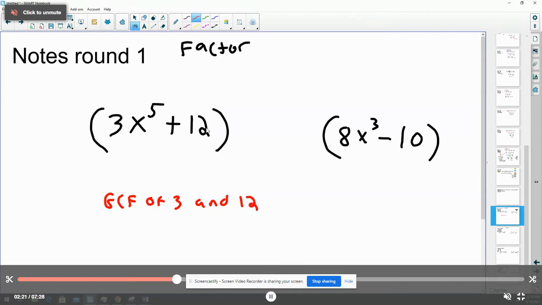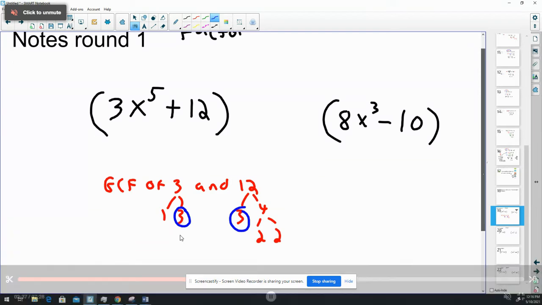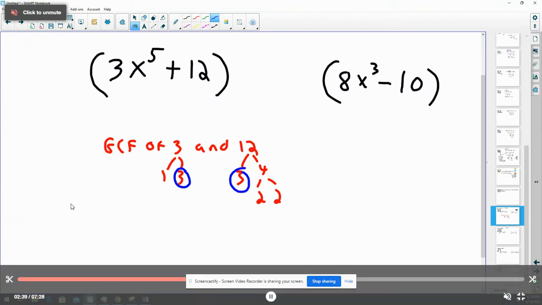Because there's no x term here, or letter term, or variable, this is just going to stay where it is. So the GCF of 3 and 12, well, 3 is just 1 times 3. 12 is 3 times 2 times 2, so they both have 3 in common. So that means I'm going to factor out a 3. So 3 will be on the outside.